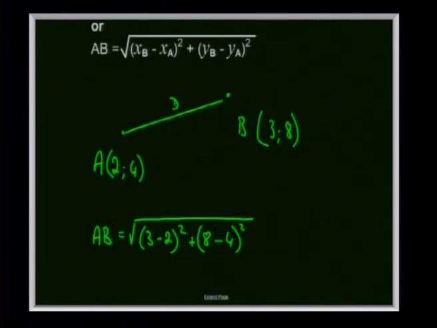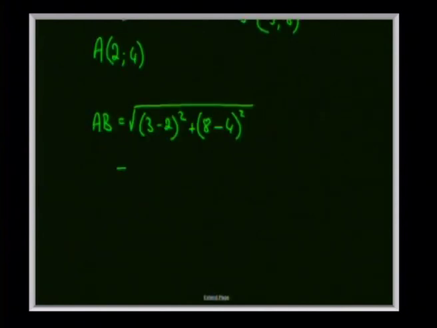See, I've got the x value, the difference of the x values, all squared, plus the difference of the y values, all squared. You could use your calculator if you wanted to, and plug it in exactly as it appears on screen. Square root, put your brackets in, put your squares exactly in the right spots. I'm going to do it long-handed.